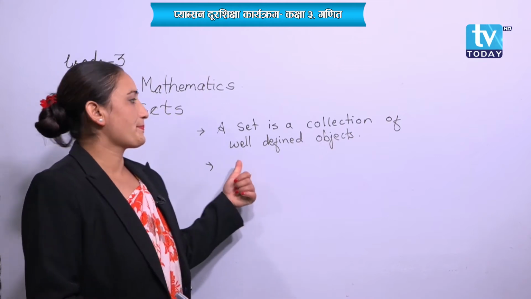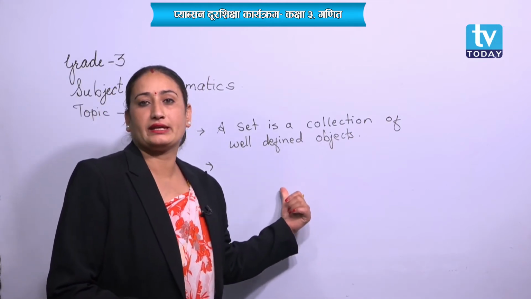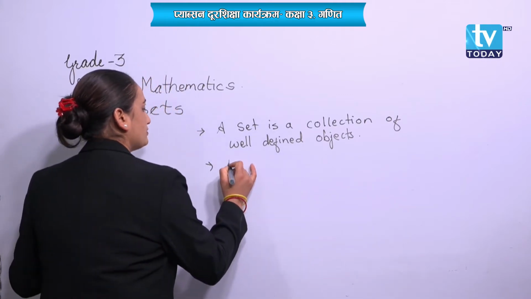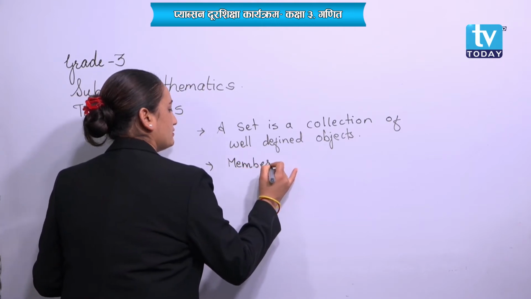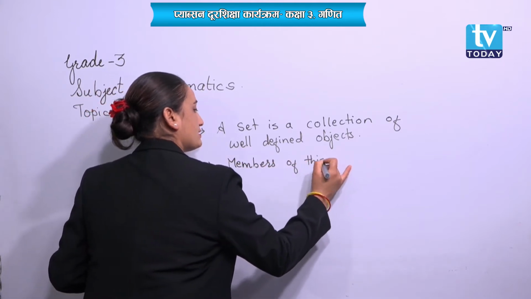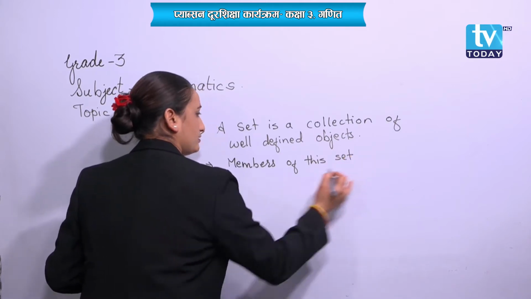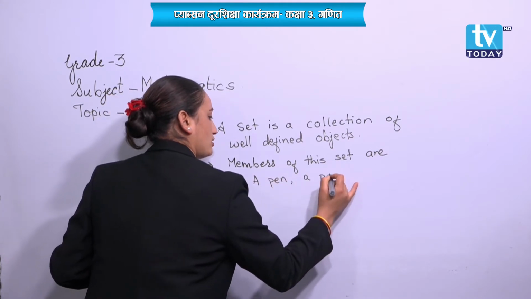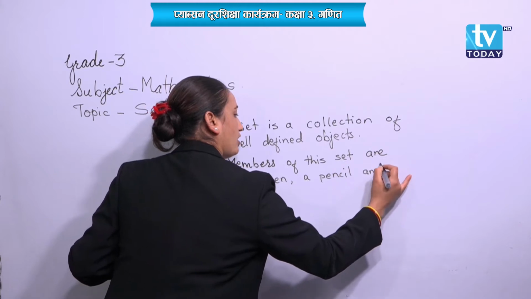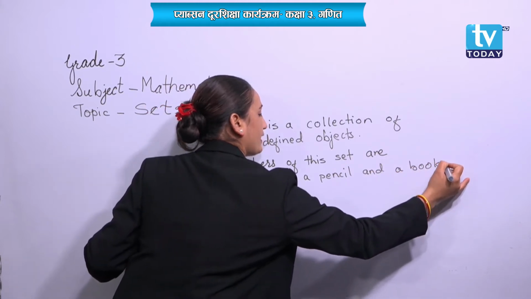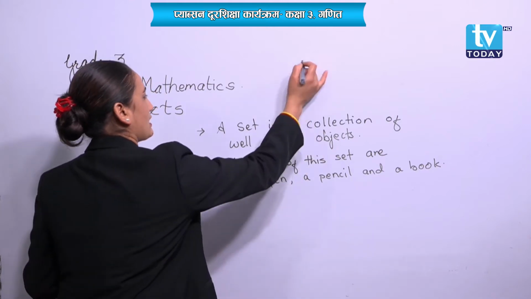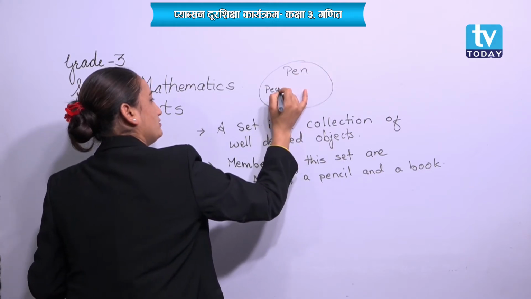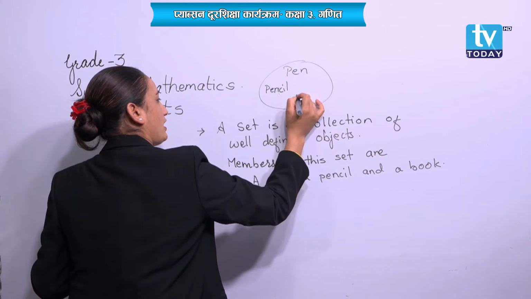So, stationery objects means they are the members of the set, right? So, the members of this set are a pen, a pencil and a book, right? That means it's given inside the circle. Pen is there, pencil is there and book is there.